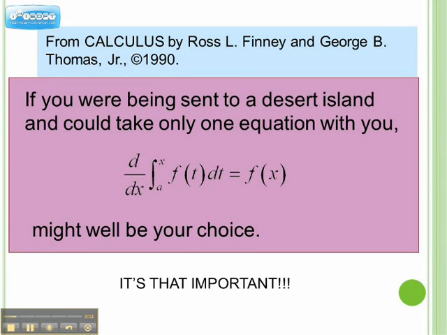This was a quote from a book written by Ross Finney and George Thomas Jr. It said, "If you were being sent to a desert island and could only take one equation with you, the derivative of the integral from a to x of f of t dt is equal to f of x," might well be your choice. That's how important this theorem is to calculus.